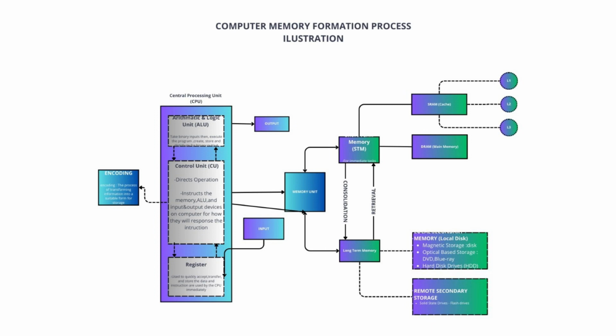Short-term memory has SRAM and then DRAM. It is used for immediate tasks or quick access to the data. And the long-term memory consists of two kinds, the local secondary memory and remote secondary storage. Both short-term memory and long-term memory will consolidate and retrieve data from each other. Once the data has been stored, it will be brought back to the CPU, and after the CPU, it will go to the output line.